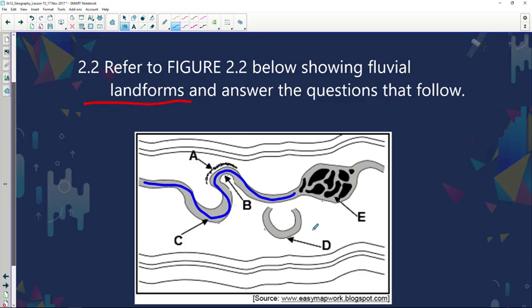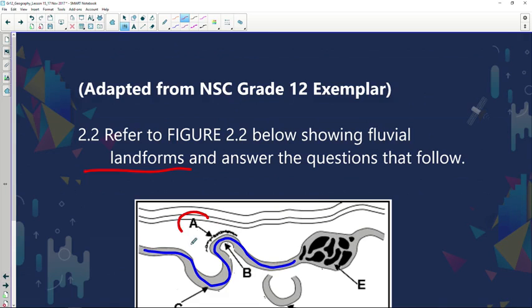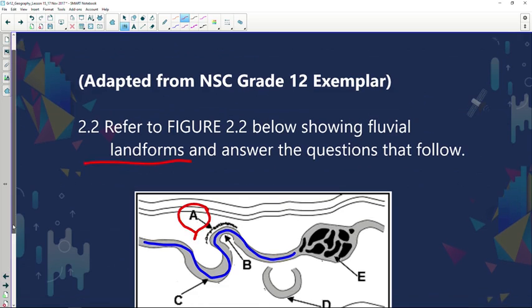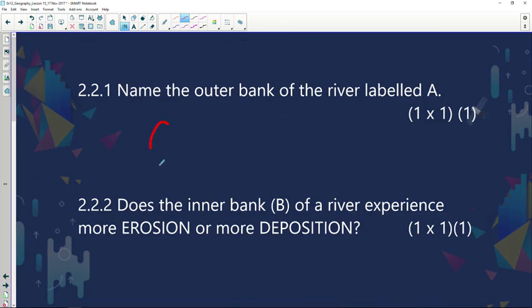But let's quickly look at the questions being asked in this question paper. Name the outer bank of the river labeled A. Let's quickly look at the outer bank. It's this area over there. What happens over there? We know it's prone to erosion. It's not like we can steer the water. So the correct answer for A will be the cutbank slope.